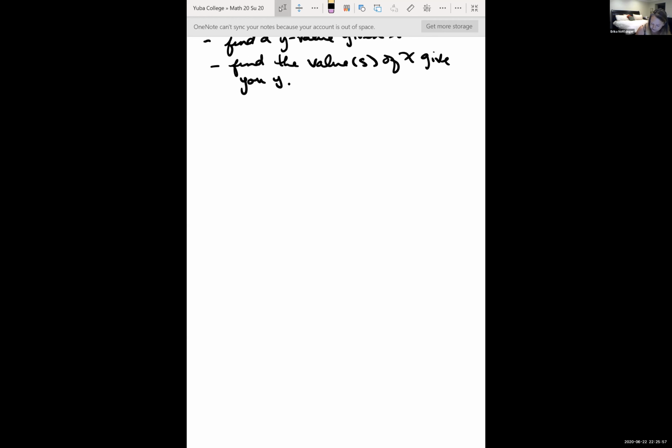So let's say you're given the following graph. And you have a solid circle and x is -3, 0. We have a point at 0, 2. We have a point at 2, 0. And a point at 3, 1.